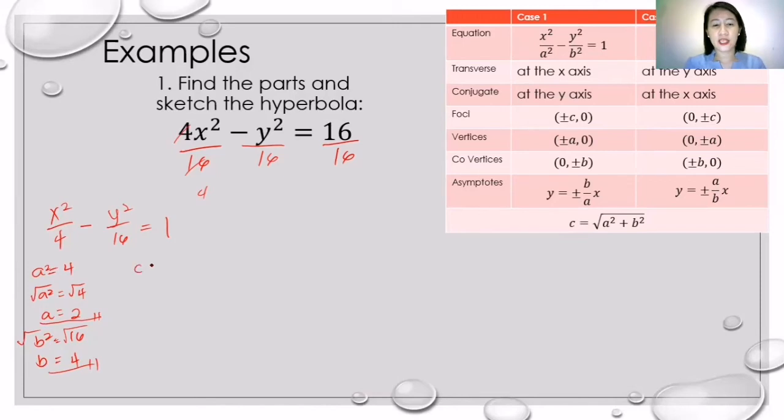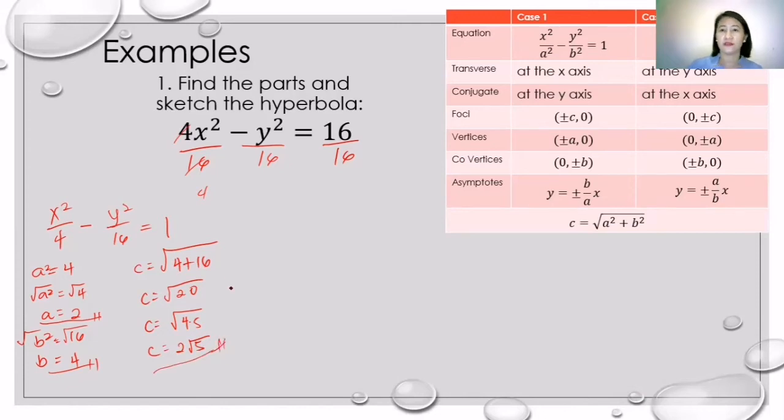So let us now solve for C. Let us now have A squared plus B squared na po siya ngayon. So you have 4 plus 16. C is equal to the square root of 20. So this can be simplified as get the factors. So you have 4 times 5. So C is equal to 2 square root of 5. Okay? So since we have the values of A, B, and C, we may now have the parts of a hyperbola. Okay?